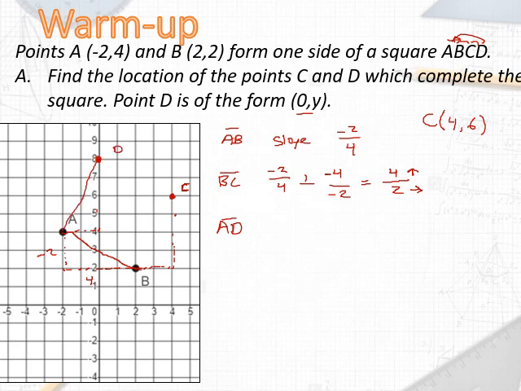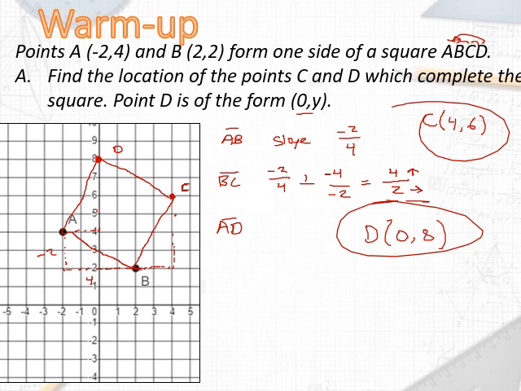So my square is going to be right here. So D, 0, 8. So there's our 2 points that answers this part. So keep those numbers written down somewhere. Remember them for later. We're going to need them.